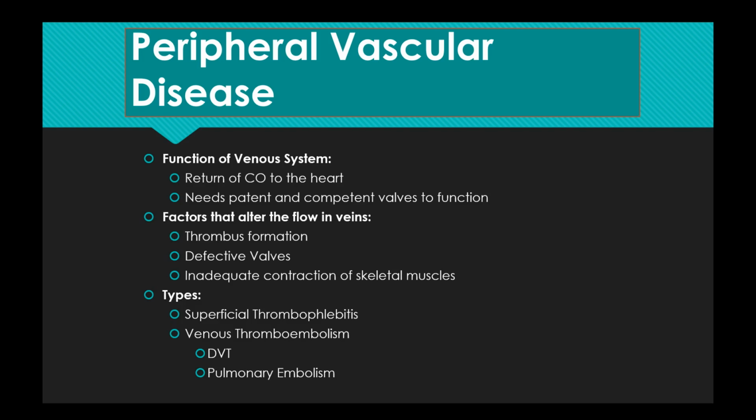And so what are the types of DVTs, or peripheral vascular diseases, or clots? There's our superficial thrombophlebitis, and then we've got the venous thromboembolism, which are the DVTs and PEs.